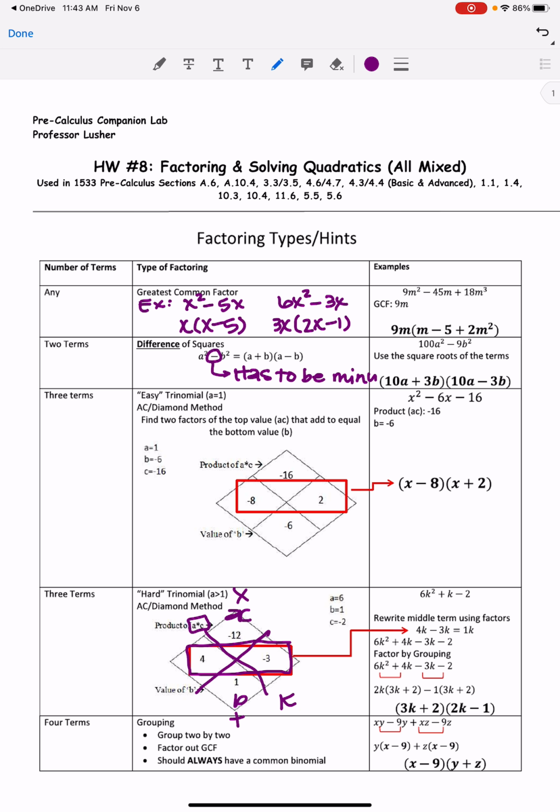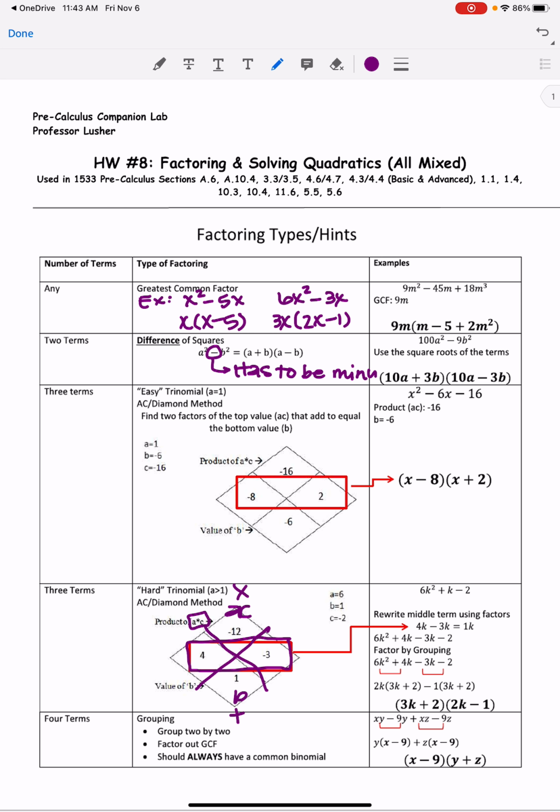Once you find those 2 numbers, now you have to rewrite that middle term. So you bring down your 6k squared, but this plus k becomes these 2 here: plus 4k minus 3k, and then bring down your minus 2. And then you factor by grouping. The last one here is if you have 4 terms, try to factor by grouping. You had a couple homework questions like that for homework 7, but you won't have any just factoring by grouping in this one.